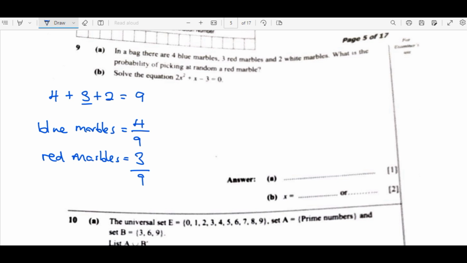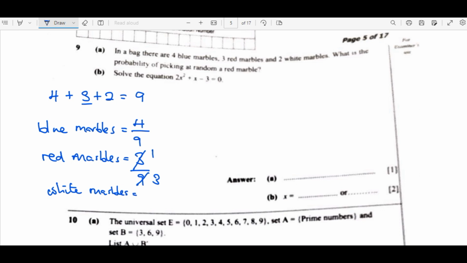So this is the probability. We can reduce it further if we want. So 3 into 3 is 1, and 3 into 9 is 3. And then the other one is white. So white marble.